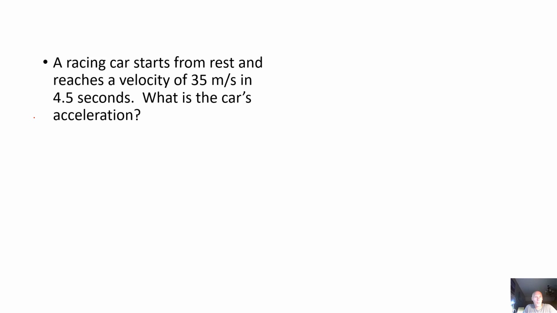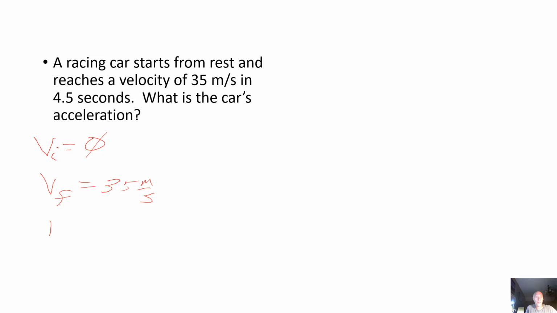Let's start off with something like this. It says, a racing car starts from rest and reaches a velocity of 35 meters per second in 4.5 seconds. What is the car's acceleration? So you write down the variables. It starts from rest, so VI or V naught, depending on how you use that, is going to be 0. And then it reaches a velocity. That's going to be VF, your final velocity. It's going to be 35 meters per second.